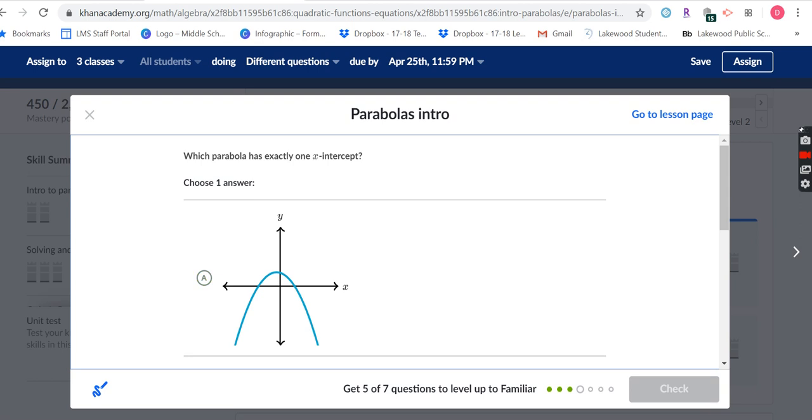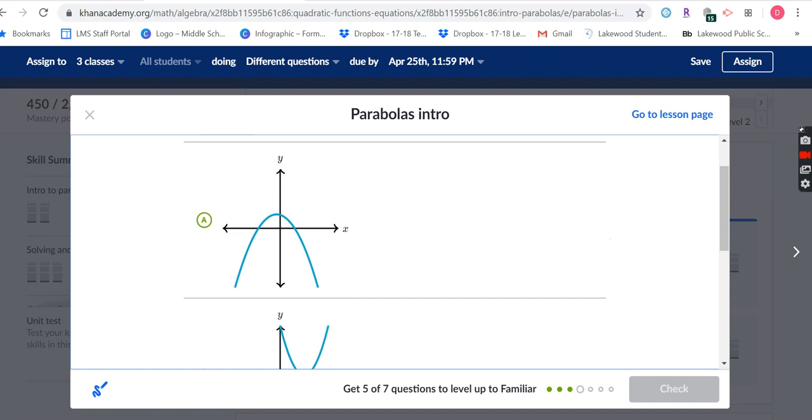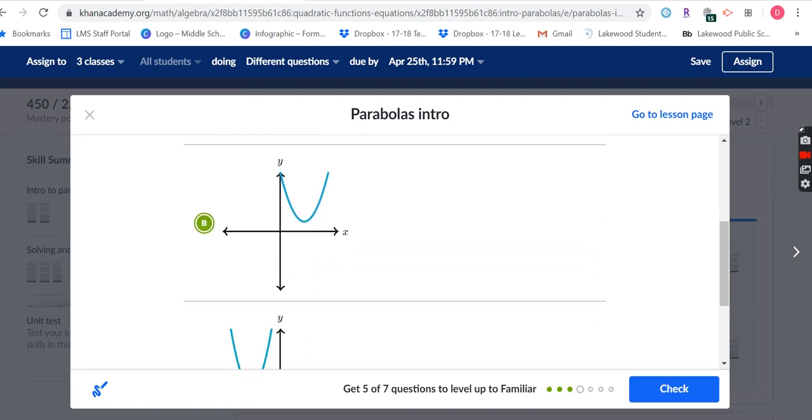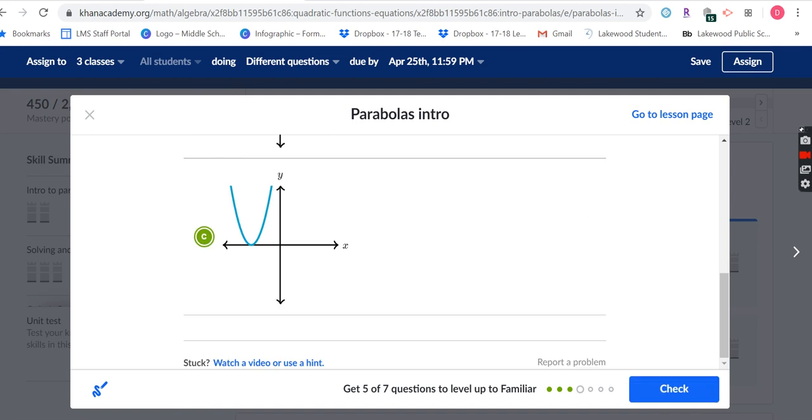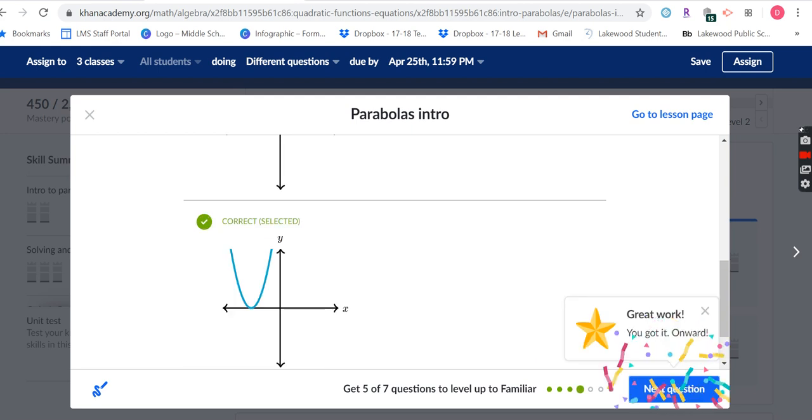Okay, next one. Which parabola has one x-intercept? Think about what an x-intercept is. An x-intercept is the point on the x-axis. Well, A crosses the x-axis in two places. B does not cross the x-axis at all. C touches the x-axis in just one spot. So that's the one that has just one x-intercept.